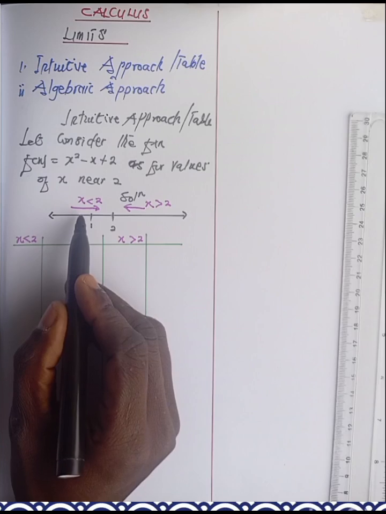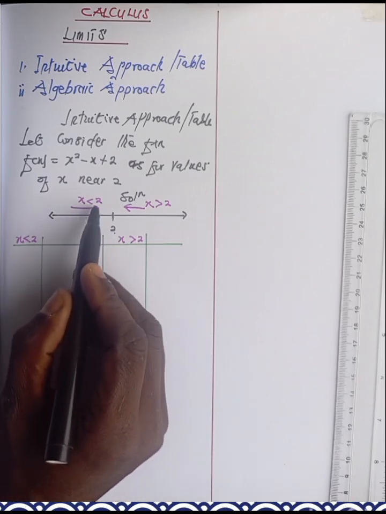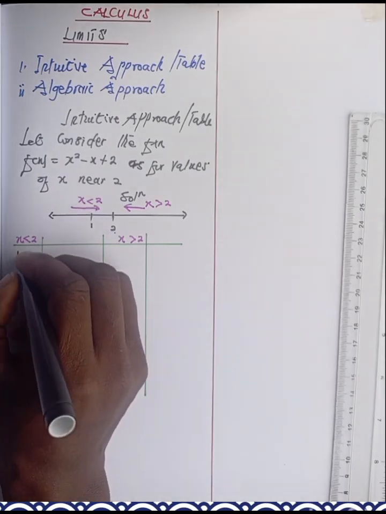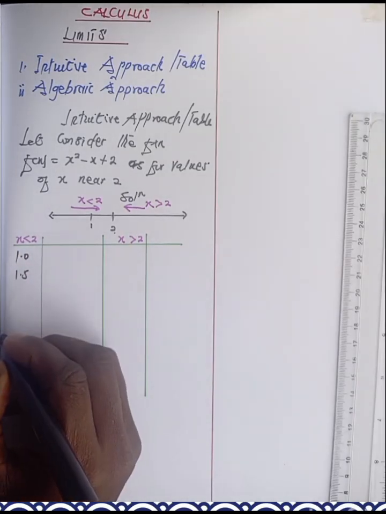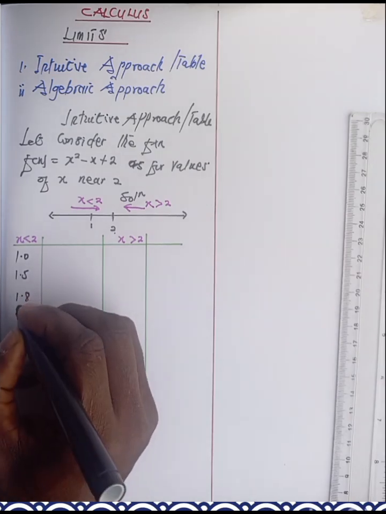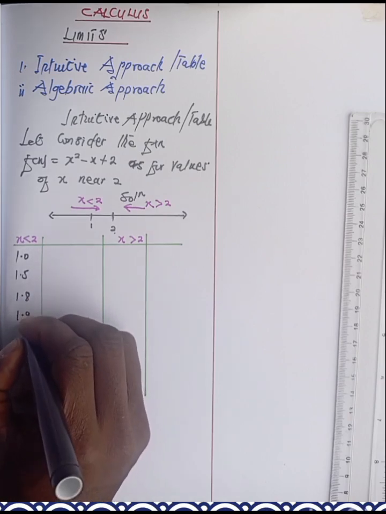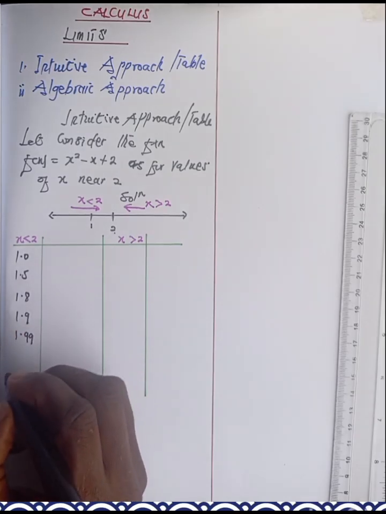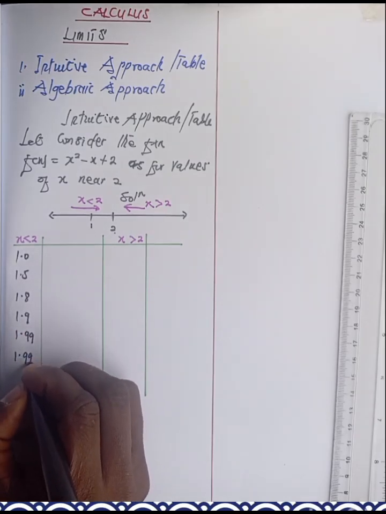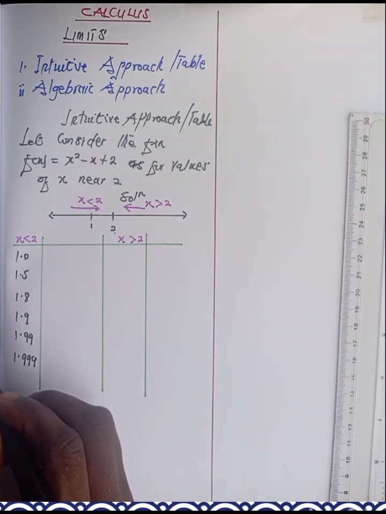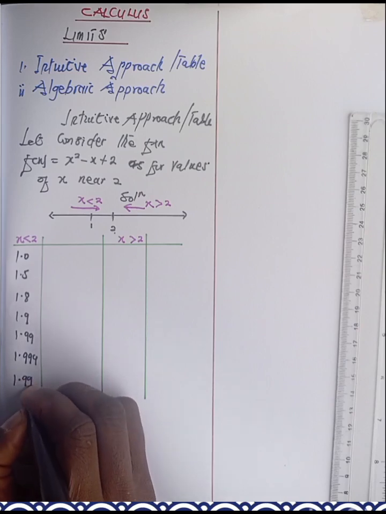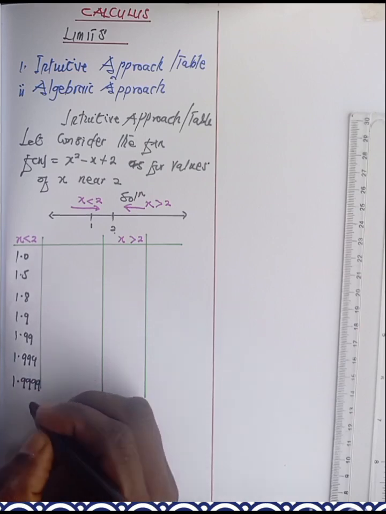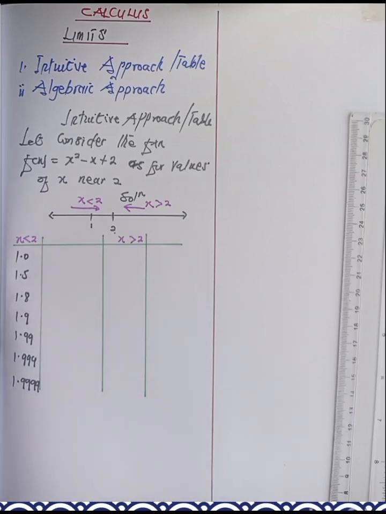So the values of x approaching 2 from the left, we can get 1.0, 1.5, 1.8, 1.9, 1.99, 1.999. So far as we are not getting exactly equal to 2, we can move on.